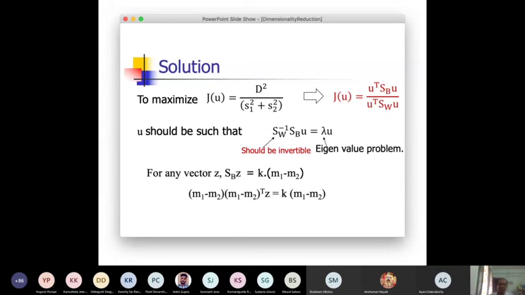You are right. Okay. So this is very interesting because I can now replace this equation as SW inverse k into M1 minus M2 equal to. Since this is an eigenvalue, eigenvector problem, U can be written as SW inverse M1 minus M2. That is what U should be, and finally you have to take the unit vector direction. What you want is the direction. So that is your solution. Only direction matters. That's all. Right?